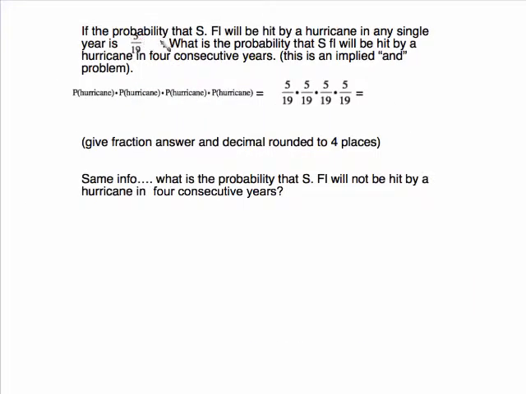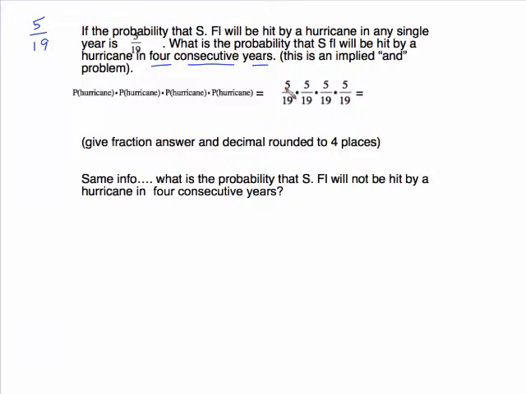So we've got this, the probability that South Florida will be hit by a hurricane in any single year is 5/19. You can't see that very well. It's 5/19. What is the probability that South Florida will be hit by a hurricane in 4 consecutive years? Now, it doesn't say "and", but it's what I call an implied "and", because what it really means is what's the probability we'll get a hurricane, and then what's the probability we'll get a hurricane the next year, and then what's the probability we'll get a hurricane the next year, and what's the probability we'll get a hurricane the next year. It's just the product of those.